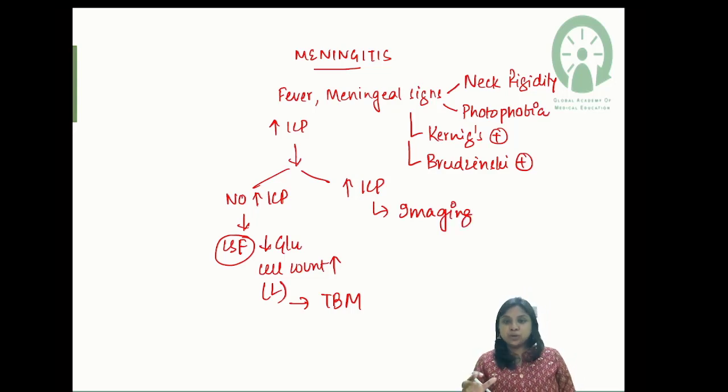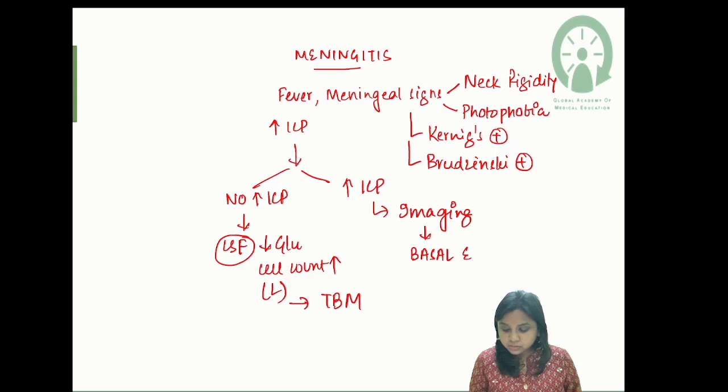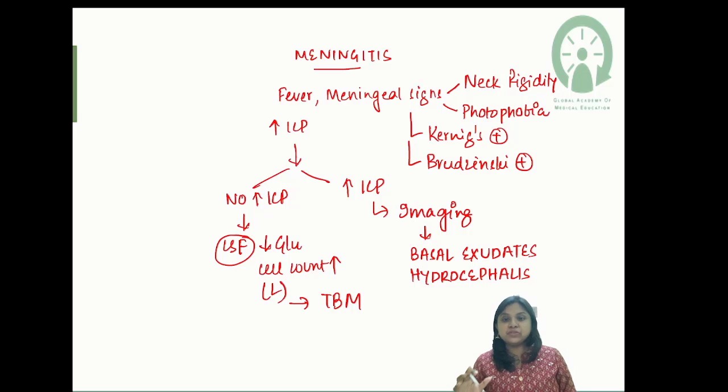And in case of tubercular meningitis, you're going to get endarteritis and basal exudates. So basal exudates, hydrocephalus, and endarteritis are very common features of tubercular meningitis. Okay.